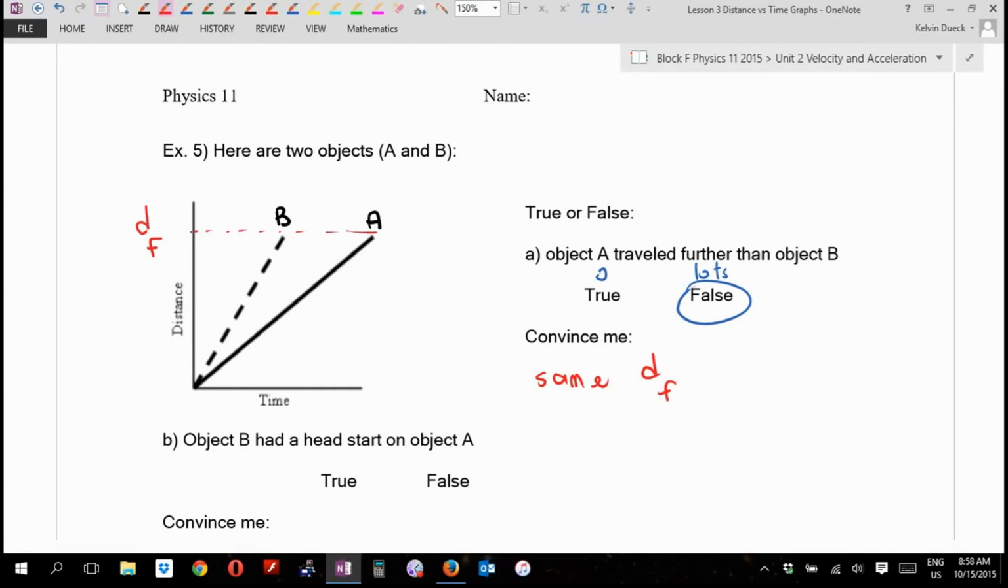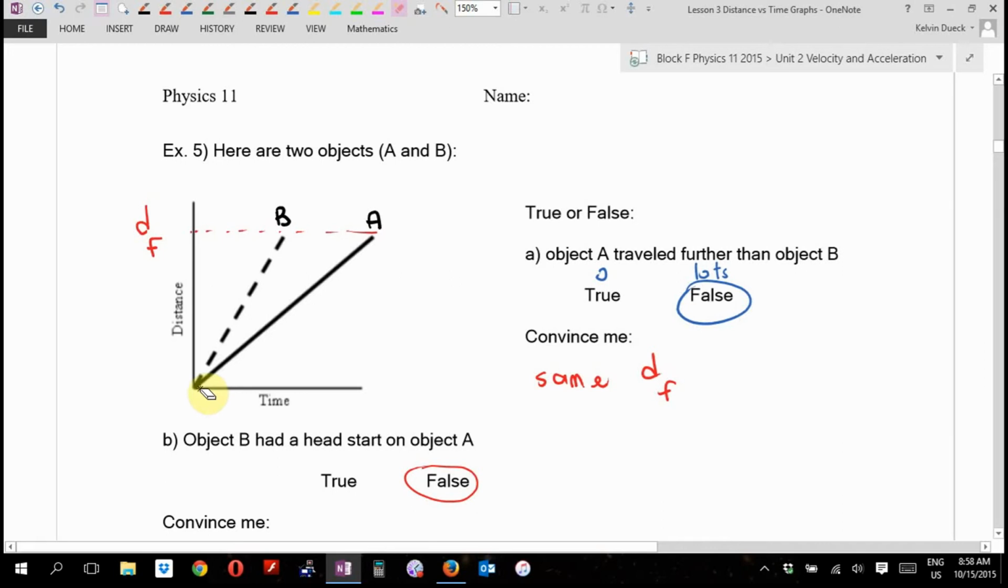True or false? Object B had a head start on object A. Who says, yeah, true, object B had a head start on object A? Who says false? Okay. What would a head start look like? If object B started right there, it had a line like that. So there's a lot of information in this picture. Now, eventually, we're going to get tired of drawing these pictures. You have no idea how long it took me to find these on the internet and make some of the graphics myself. So eventually, we're going to do this all mathematically, but there's a lot of information there.